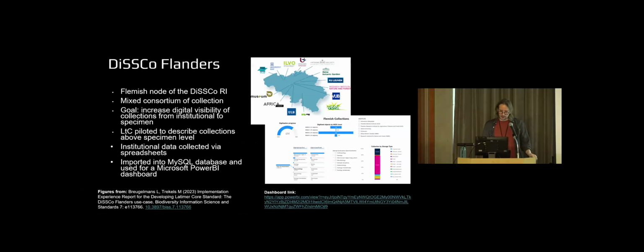And then finally, one of the neat things as well, DiSSCo is starting to have a few national digitization or collections-based programs that are coming together. We wanted to give a shout out to DiSSCo Flanders. So they're the Flemish node of the DiSSCo research infrastructure. They've got a very mixed consortium of collections, so botanic gardens, museums, and research institutions. And again, similar kind of problem. You don't have specimen level data for most of these collections.